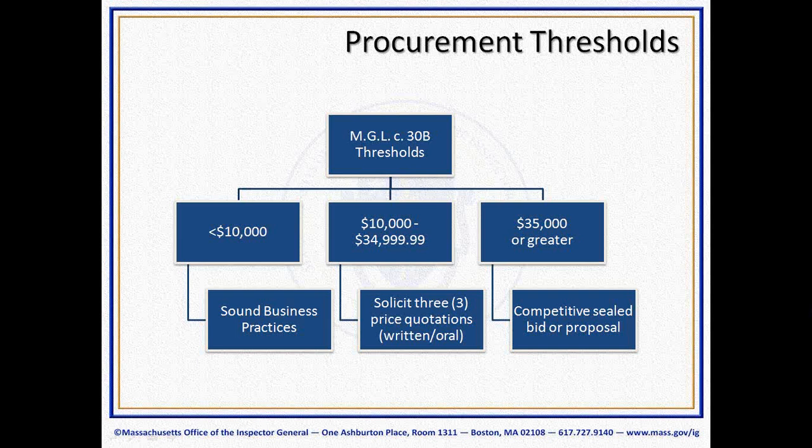And then when you get to the greater procurement threshold of $35,000 or more, it would need to be a competitive sealed bid or proposal. So basically, either an invitation for bid or a request for proposal process.